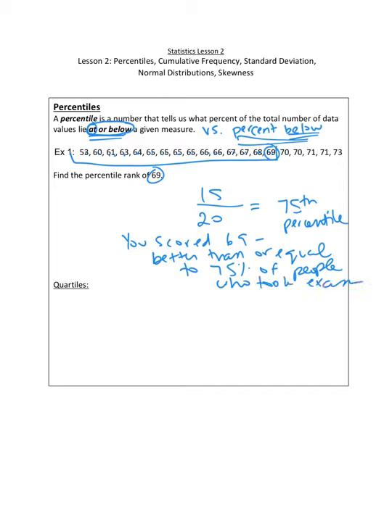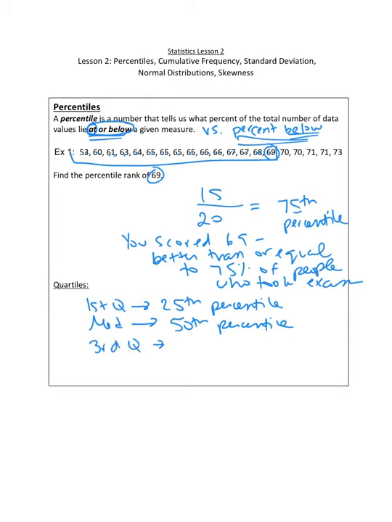Okay? And the quartiles that we learned in the box and whisker plot are equivalent to percentiles. The first quartile is the 25th percentile. The median, or the second quartile, is the 50th percentile. And the third quartile, that number that divides the upper 25% from the lower 75%, is the 75th percentile. So this relates to the box and whisker plot and how you divide up the data.